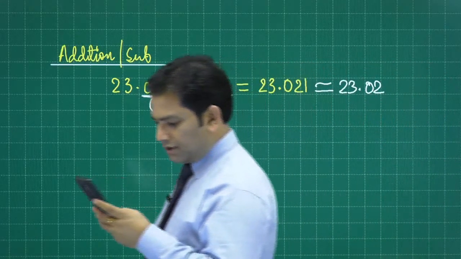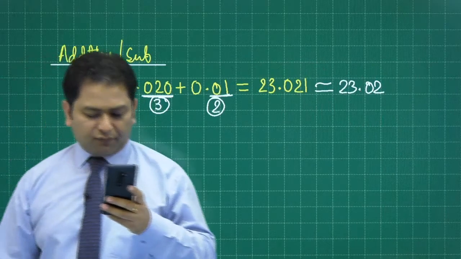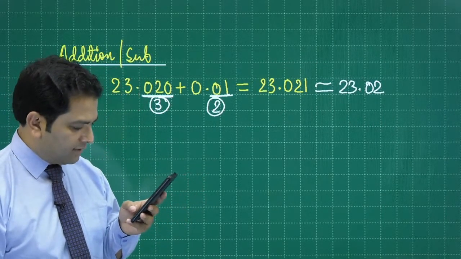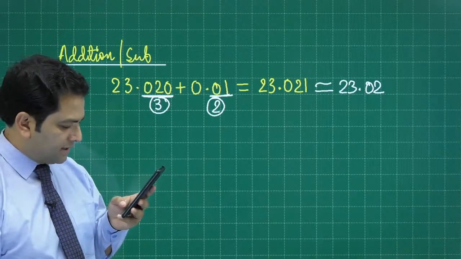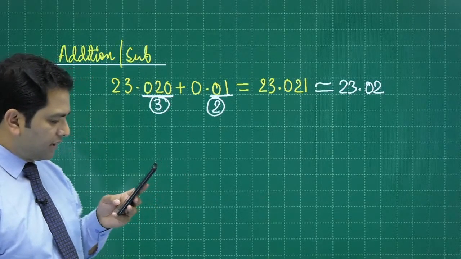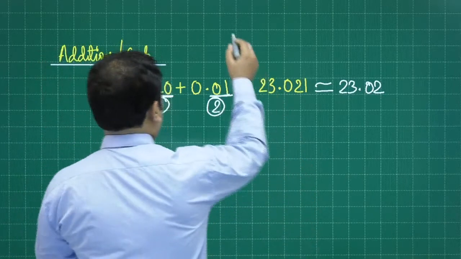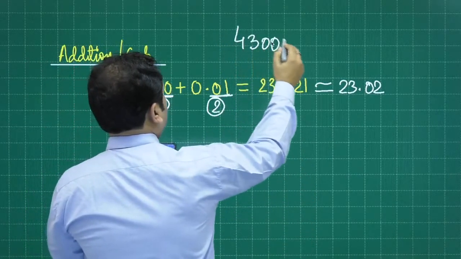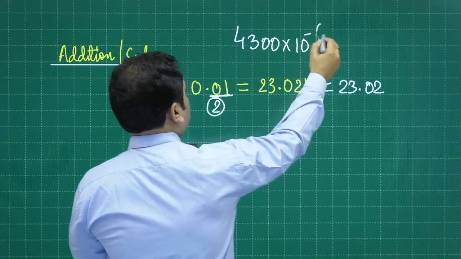I'll come to you, Shubham Mathur. In 4-3, there is a question from Shubham: in 4300 into 10 raised to the power minus 6, if we divide, we get 2 significant. No, Shubham Mathur, you mean to say a question like this, 4300 into 10 raised to the power minus 6.